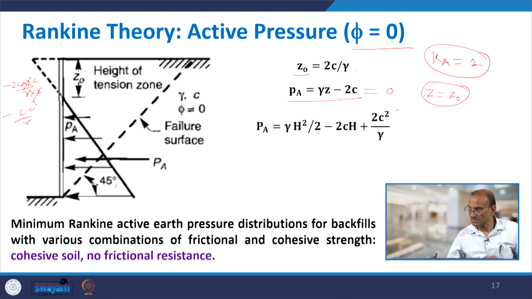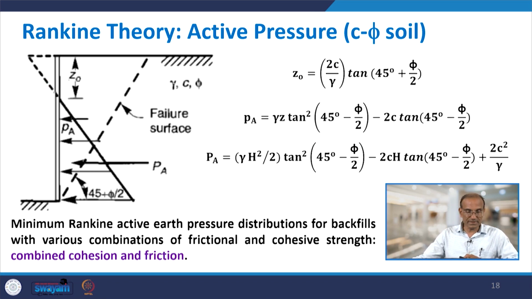So, you will get minus 2 C square over gamma. This is the term of the area which will be coming, and then gamma h square by 2 minus 2 C h will be the area coming from below. This way you calculate the total pressure, and because this minus is coming, you need to subtract it, because minus will be plus here, as this needs to be subtracted.